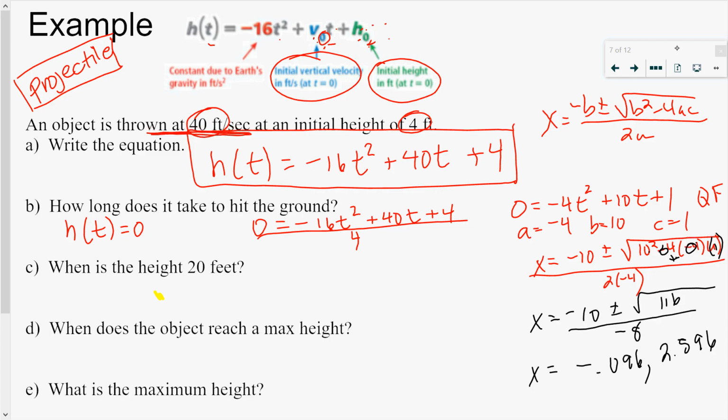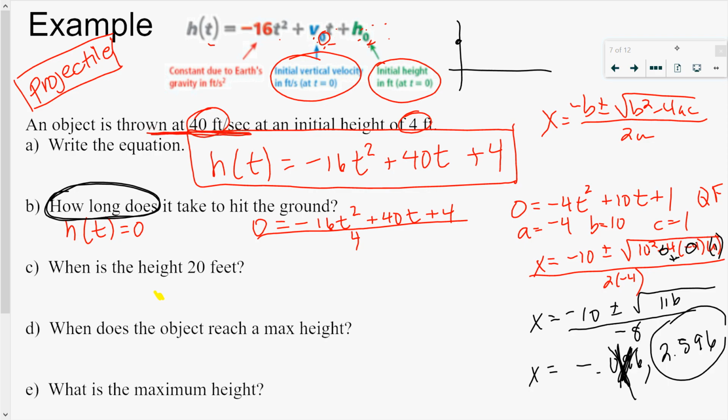What do those x's represent? Do they represent a time or a height? Time, right? So which one doesn't make sense for time? Negative. So the only answer is 2.6 seconds, when it was on the ground. All right, I'm going to keep on drawing a picture while I'm doing this too. So I started at 4 and I hit the ground at 2.6.